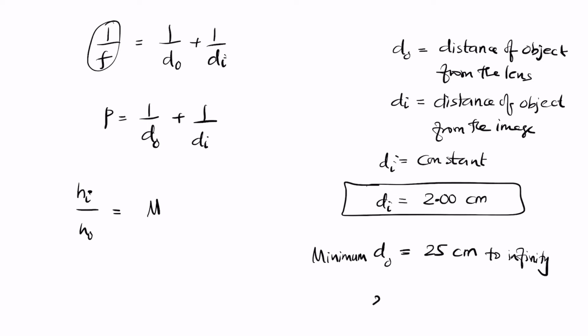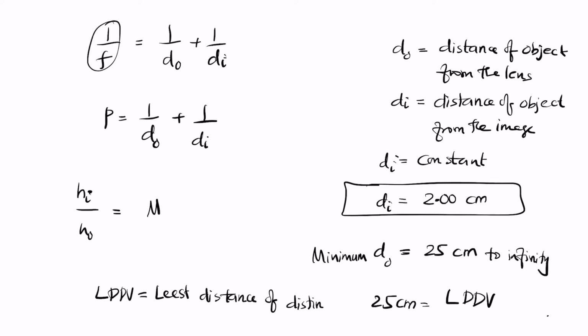That distance, 25 centimeters, is called LDDV, or the least distance of distinctive vision. So what is this value? This value is where you can actually distinguish between two objects, or you can watch two objects at the same time. This is the distance where you can distinguish one object from the other. So this is the value that you generally use.